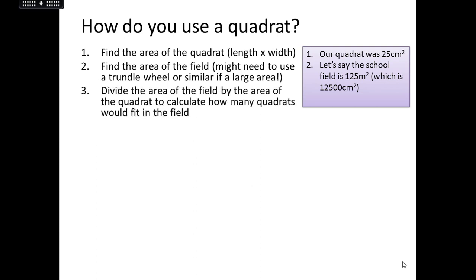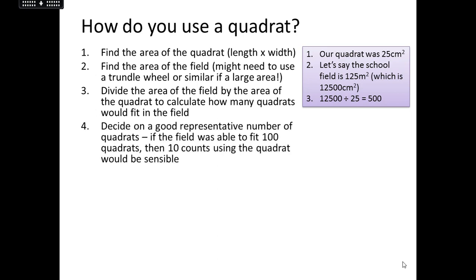Then you divide the area of the field by the area of the quadrat. So basically working out how many quadrats would fit in the field. If you've got lots and lots of quadrats and you laid them all out on the field, how many would fit in that field? So you do the 12,500 divided by the 25. So we would be able to fit 500 of those quadrats in our school field.